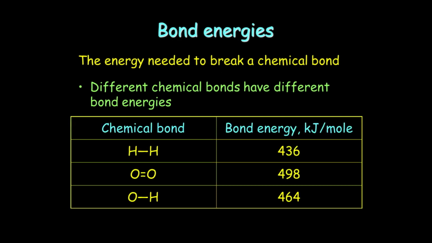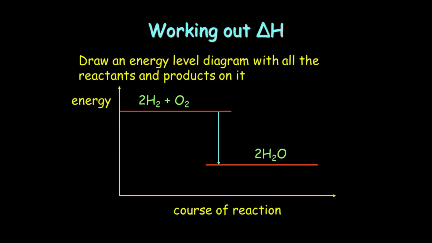For example, here, three different bond energies are given: between hydrogen and hydrogen, oxygen and oxygen, where a double covalent bond is there, and oxygen and hydrogen. These values are given in kilojoule per mole. Now, it's an energy profile diagram of water formation.